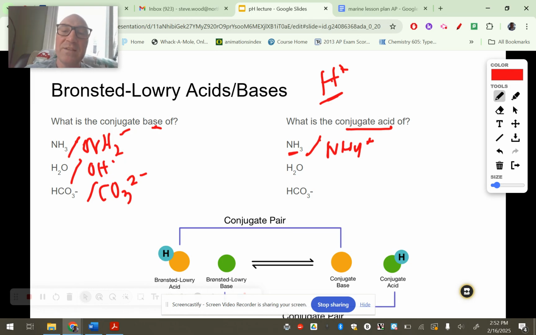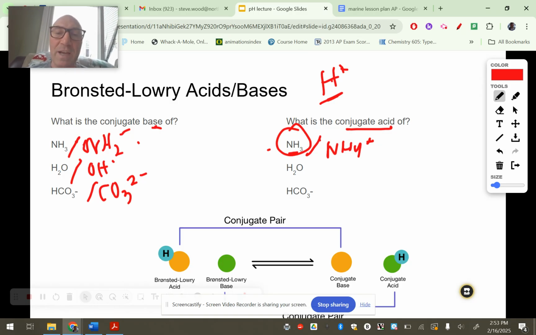So every base has a conjugate acid. That's one where they gained an H, okay? And remember, things can be amphoteric or amphiprotic, depending on what book. But that means that you can be both, right? It can either gain or lose. And then this would be H3O plus, hydronium, and then this would be H2CO3.